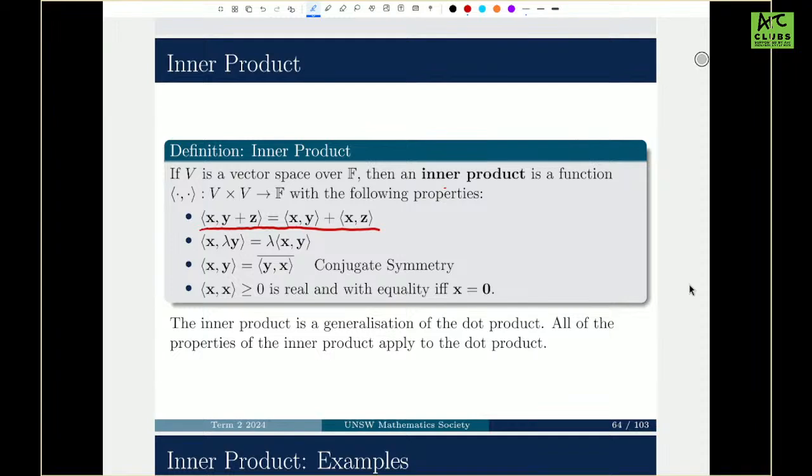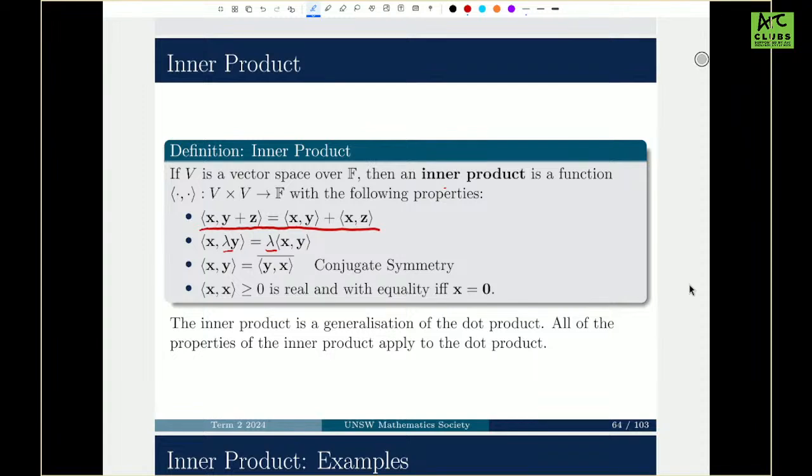Then we get another nice property: if you multiply one of the vectors by a scalar, you can just throw the scalar at the front of the inner product. The next property is very important, particularly when we look at inner products over complex spaces: if we switch the order of the inner product, it conjugates our inner product. You might have an inner product over a complex vector space that's not entirely real, with some imaginary component.